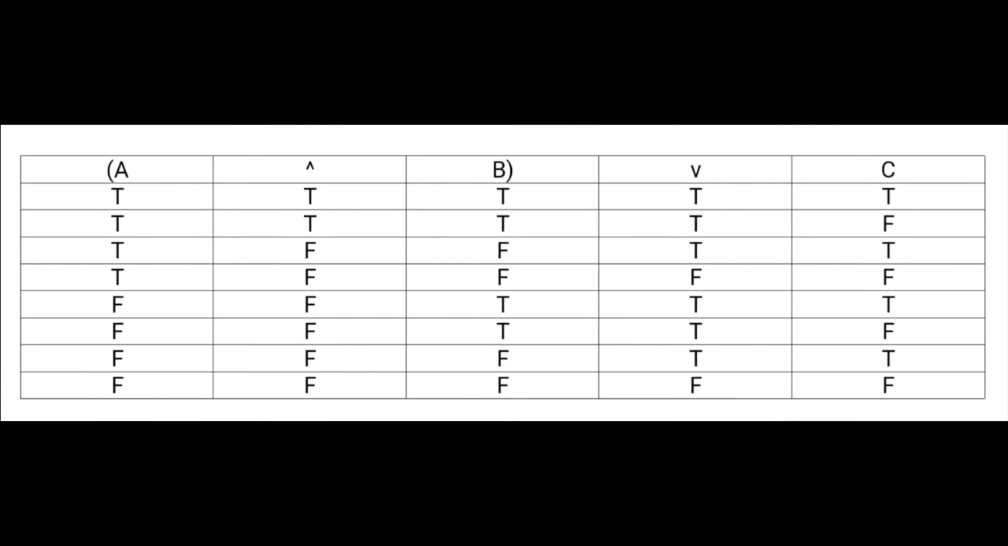Also, take note of the last row of the table. There we can see that all values are false. When that happens, we call it a contradiction. But when all the values are true, we call it instead a tautology. And when both true and false are present, we call it a contingency.